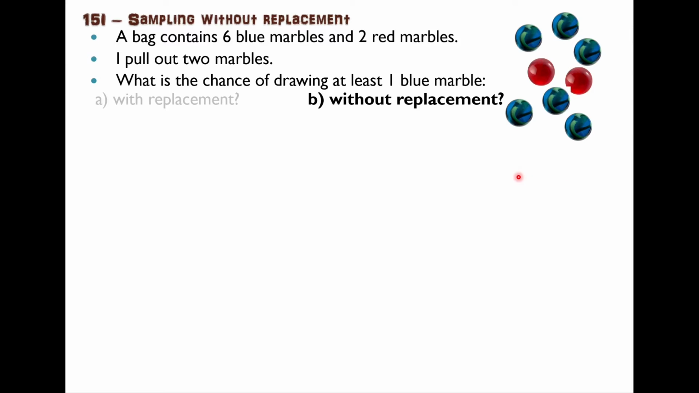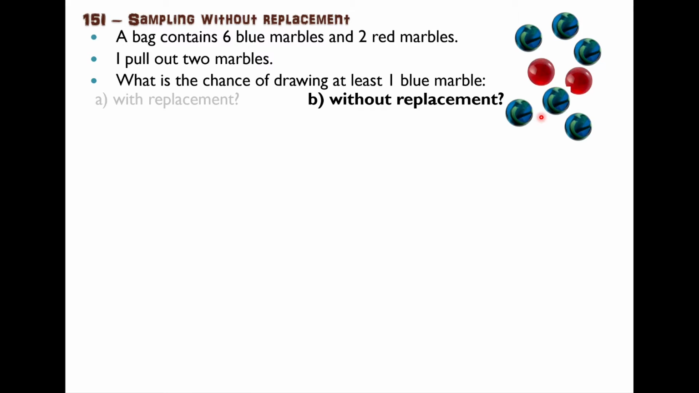Now that we've seen how to calculate probabilities with replacement, when you take out a marble from the bag, you look at it, and then you put it back in the bag. Let's calculate probabilities without replacement. This is when you take a marble at random out of the bag, you look at it, and you don't put it back in the bag. Maybe you eat it or you throw it away or something.